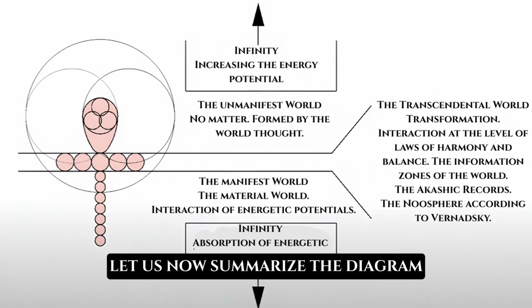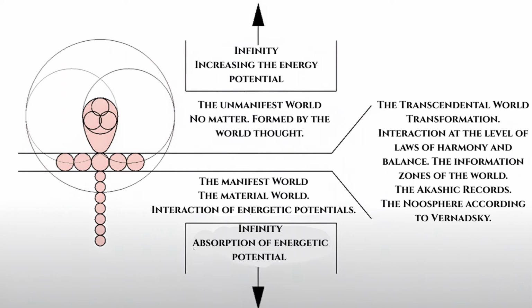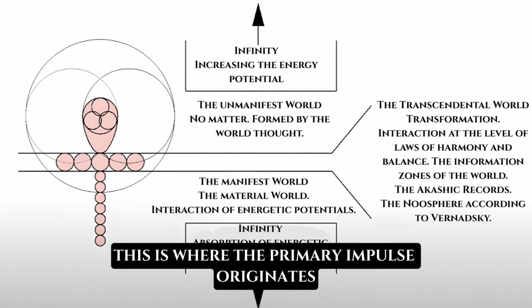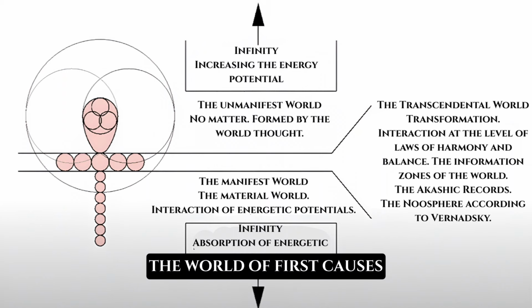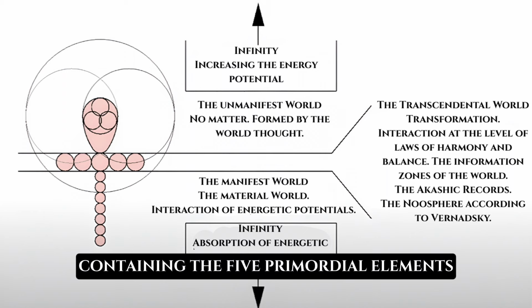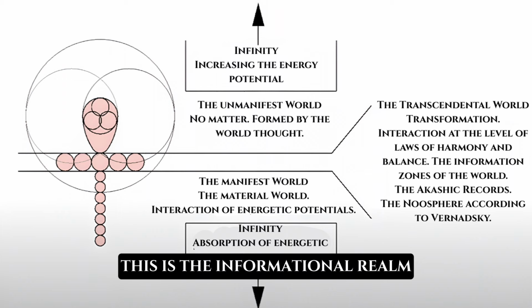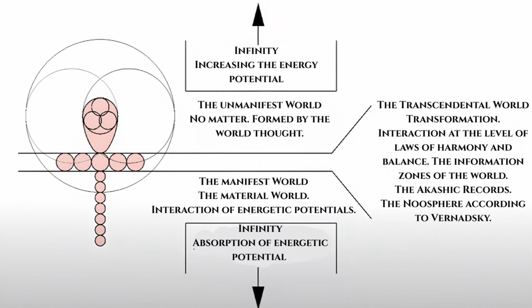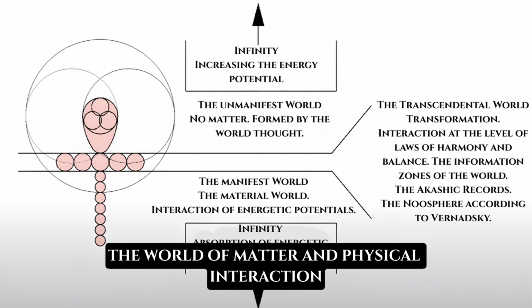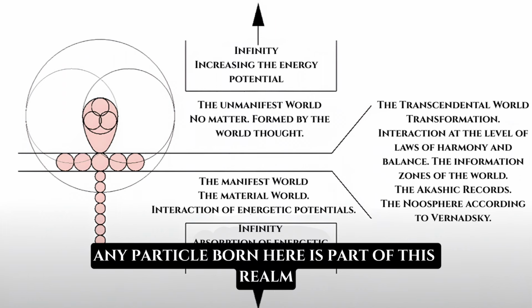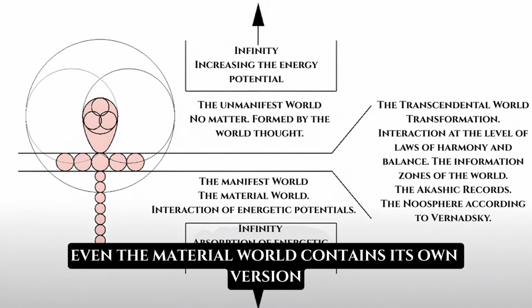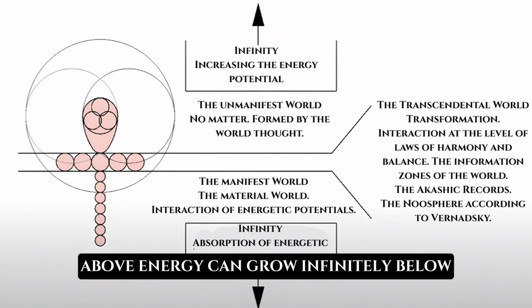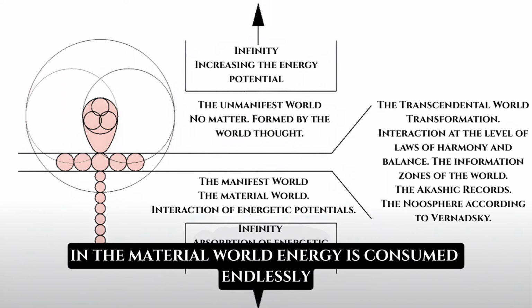Let us now summarize the diagram. We see 3 levels from top to bottom. The unmanifest infinity: no matter here, only energy. This is where the primary impulse originates. The world of first causes, containing the 5 primordial elements which interact based on the law of balance. This is the informational realm, also known as the Akashic records, or the noosphere, per Vernadsky. The manifest world, the world of matter and physical interaction. Any particle born here is part of this realm. Even the material world contains its own version of infinity, a bottomless potential for absorbing energy. Above, energy can grow infinitely. Below, in the material world, energy is consumed endlessly.